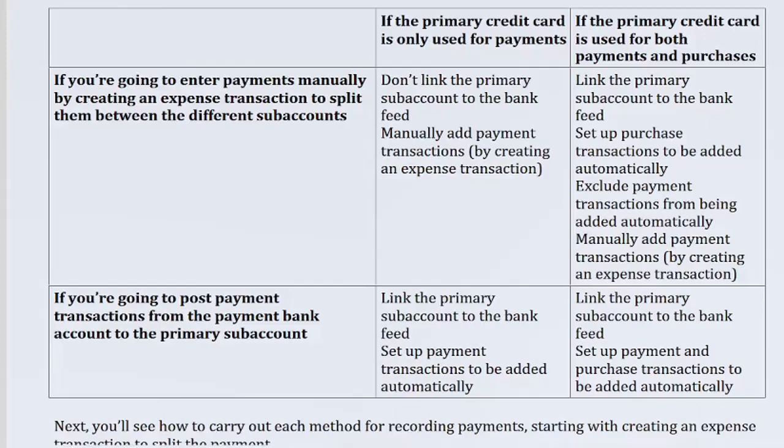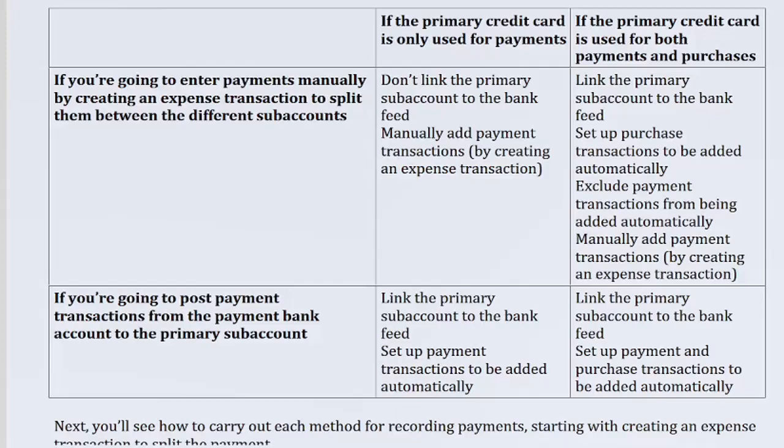If you're going to enter payments manually by creating an expense transaction to split them between the different subaccounts: Don't link the primary subaccount to the bank feed. Manually add payment transactions by creating an expense transaction. Link the primary subaccount to the bank feed. Set up purchase transactions to be added automatically. Exclude payment transactions from being added automatically. Manually add payment transactions by creating an expense transaction.